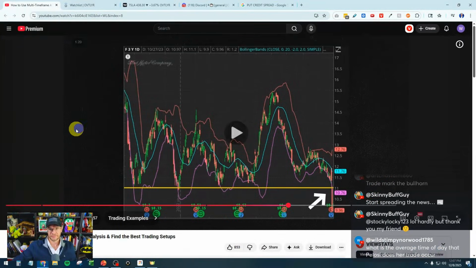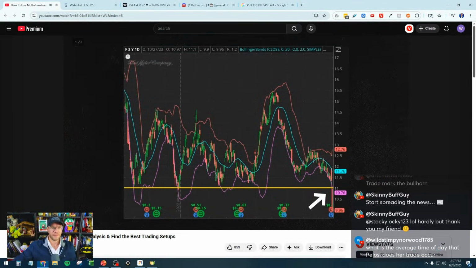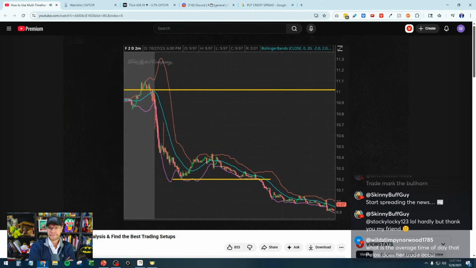The setup caught the eye of swing traders and those operating on higher timeframes. Intraday, the stock printed my bouncy ball pattern, adding intrigue for intraday traders seeking short-term opportunities. Once again, we witness a convergence of multiple timeframes aligning in this example for shorting the break of support at $10.20.